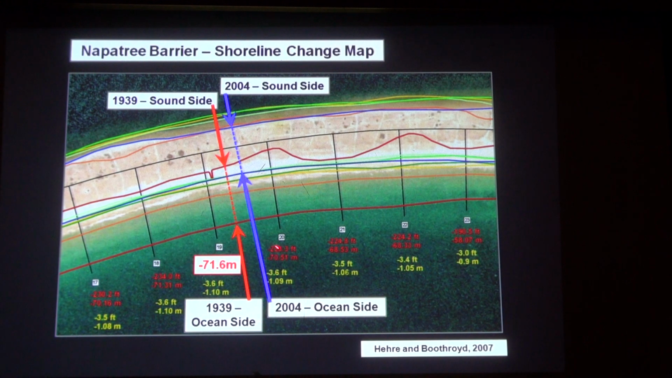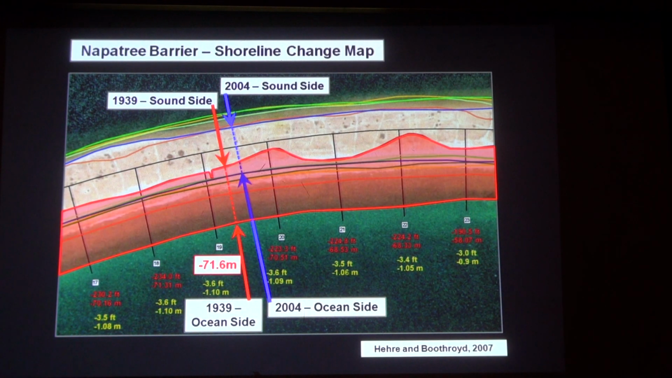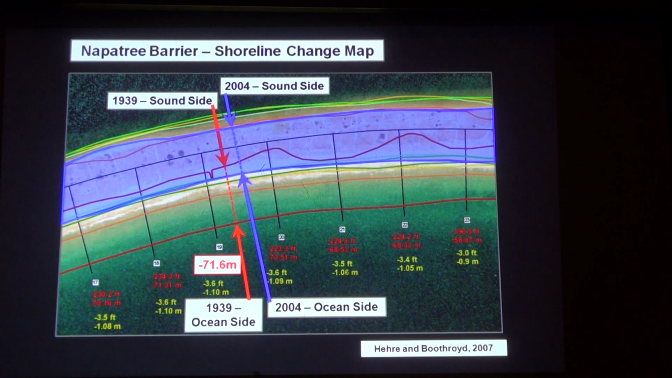This tells you how much was eroded between 1939 and 2004. This tells you a rate, but we don't like the rate anymore because it just takes big jumps. So underneath here is the 1939 ocean side, the 1939 sound side. This is the 2004 ocean side and the 2004 sound side. Okay, here is where the barrier was in 1939. Here's where it was in 2004. It's basically eroded back one barrier width.